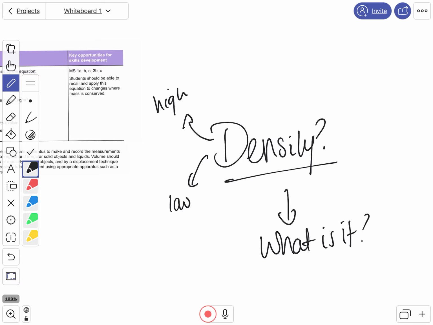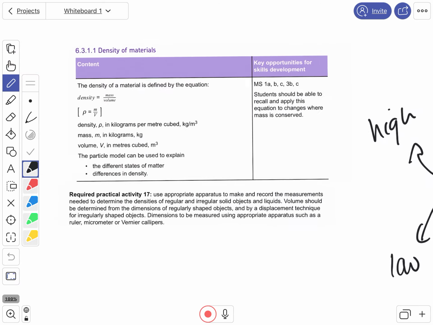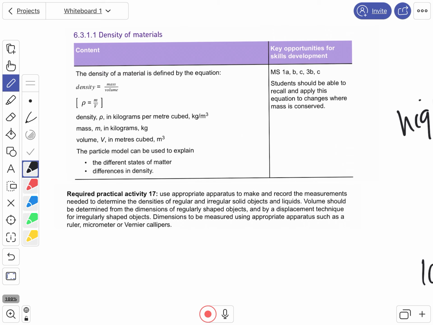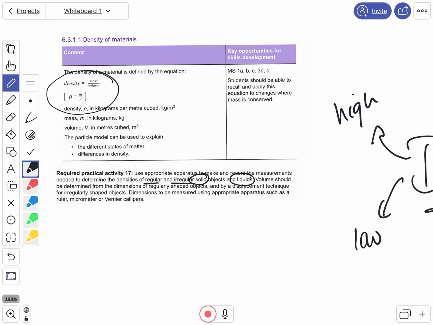So what do we need to know about density? This is what it says in the syllabus. You need to know what density is. You need to know the equation for density. And you need to be able to calculate the density of a solid and liquid. You also need to know regular and irregular objects. We're just going to look at a solid and a liquid today. We'll talk a bit more about irregular and regular objects next lesson.